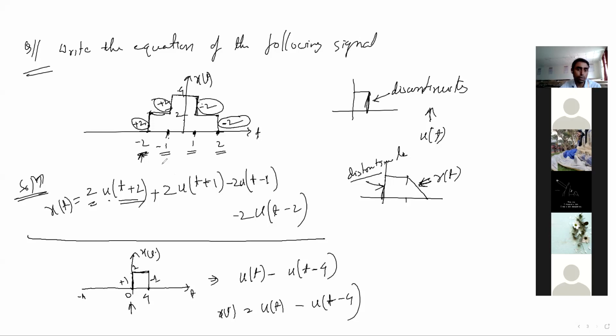For the second one, we get another 2, and since this -1 is on the left side of the y-axis, we have to write t plus 1. Like that, we get -2 for the third transition, u(t minus 1). Like that, at the fourth transition, we get -2u(t minus 4). I think this is clear. Yes, sir.